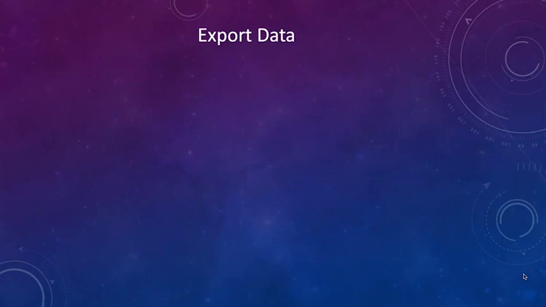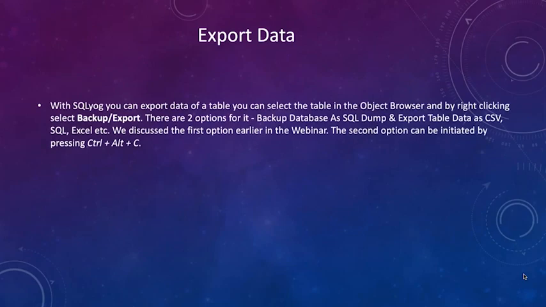Now let's move to export data. With SQLyog, you can export data of a table. You can select the table in the object browser by right clicking. You can select backup and export. There are two options for it: backup database as SQL dump and export data as CSV, SQL, Excel, all that. We discussed the first option earlier in the webinar, if you remember. The second option can be initiated by pressing Control Alt C.